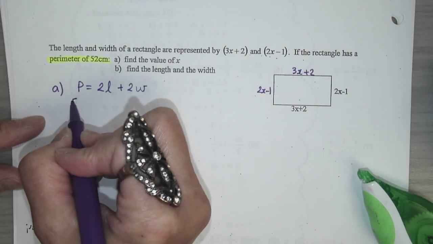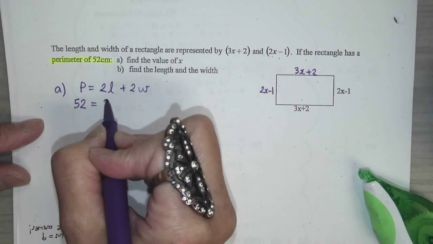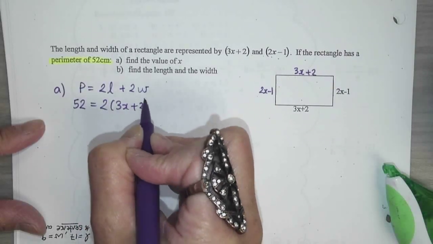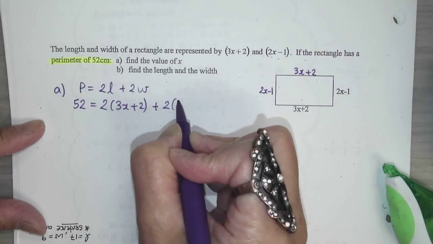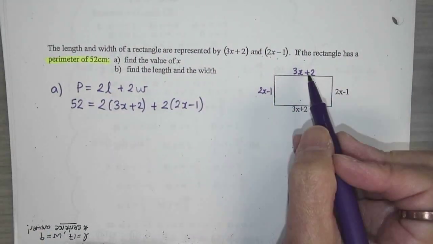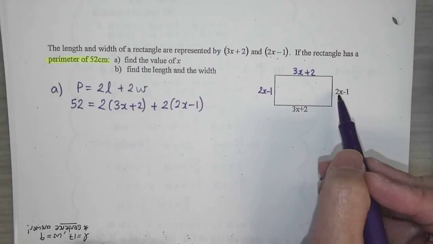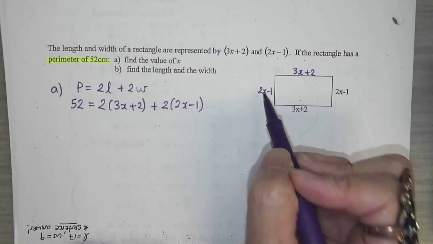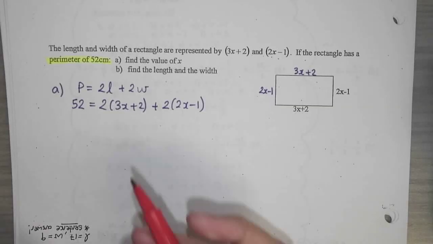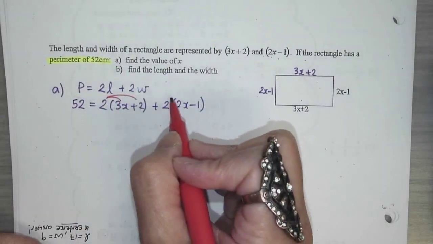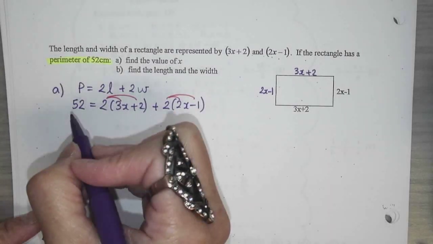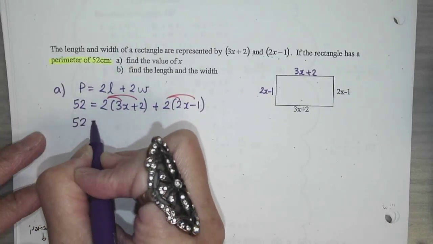So I'm going to say 52 equals 2 times, and again, it doesn't matter which one goes first, as long as you do 2 of each. Now some people might ask, can I just add up all 4 sides? Yes, you can go 3x plus 2, 2x minus 1, plus 3x plus 2, plus 2x minus 1. You can do it that way as well. I'm showing you this way because it's usually the more typical way: you do twice each side. But you can still add up all the sides, and you would still get the same thing.